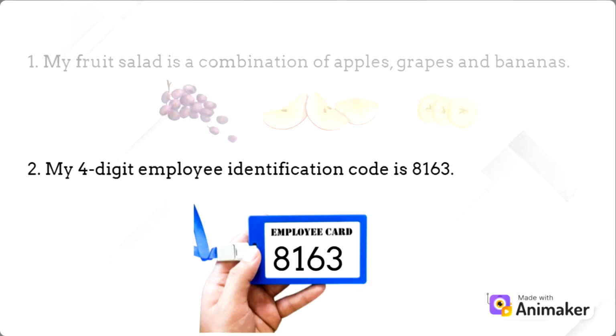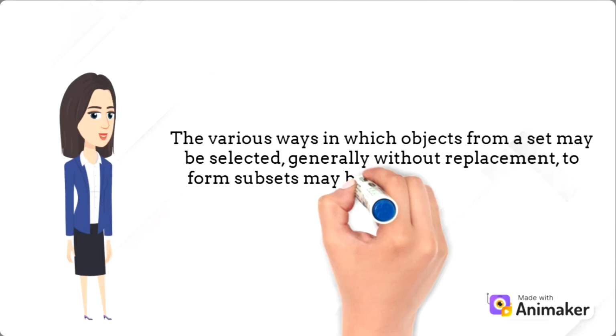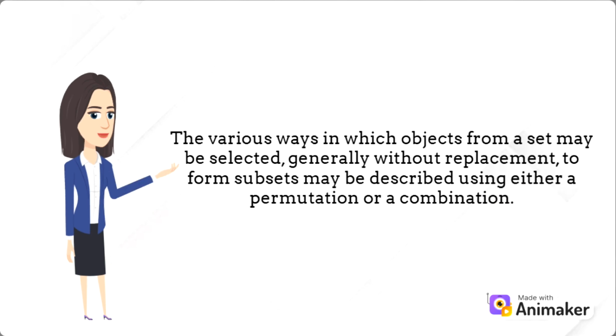In statement number 2, the order does matter. 8163 should be used the same because 8136 won't work, nor 1836. It has to be exactly 8163. The various ways in which objects from a set may be selected, generally without replacement, to form subsets may be described using either a permutation or a combination.